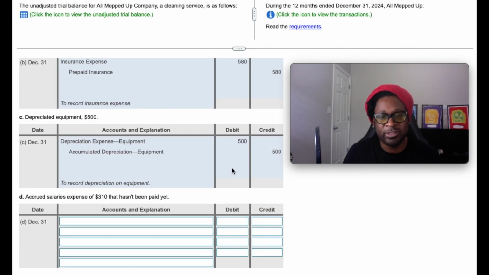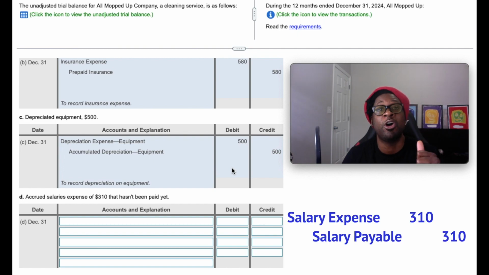Next, we have accrued salaries expense of $310 that hasn't been paid yet. What are the key words? Really, all we need is accrued salary expense. Why? Because we know by definition accrued expenses are expenses that happened, but they haven't been paid. And we know how to record that as well. We always debit the expense and credit a payable.